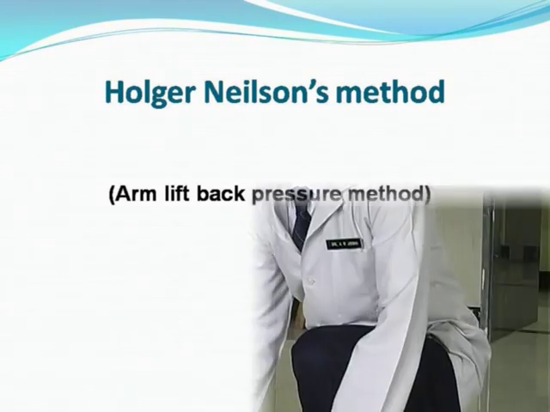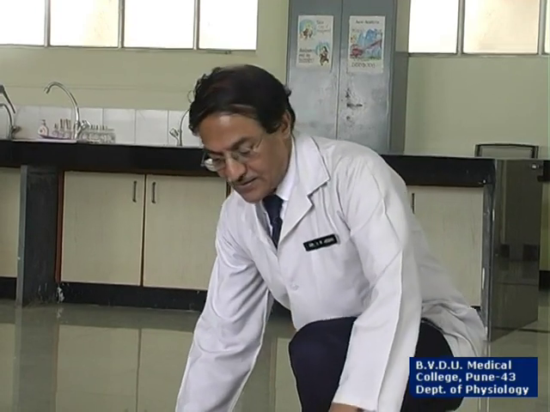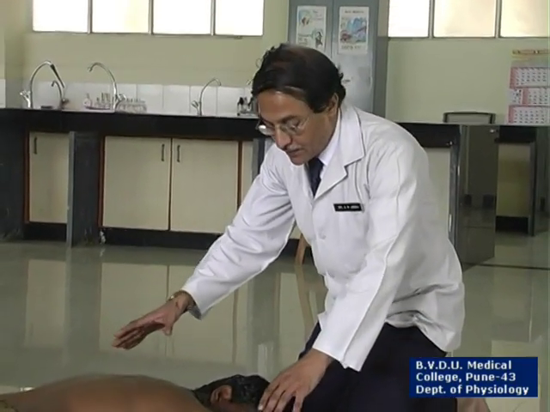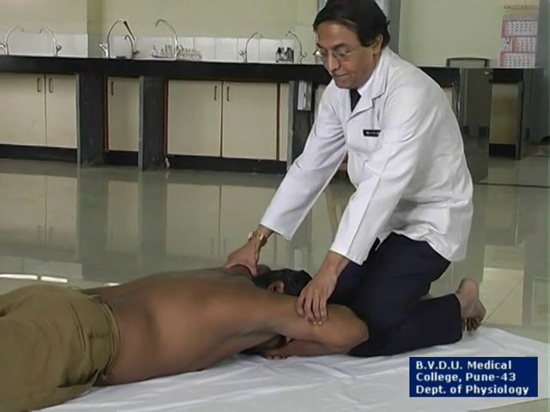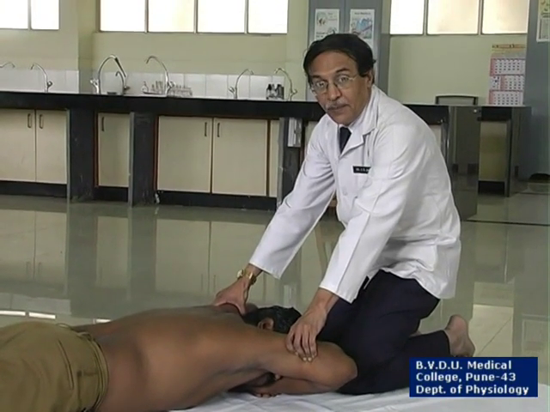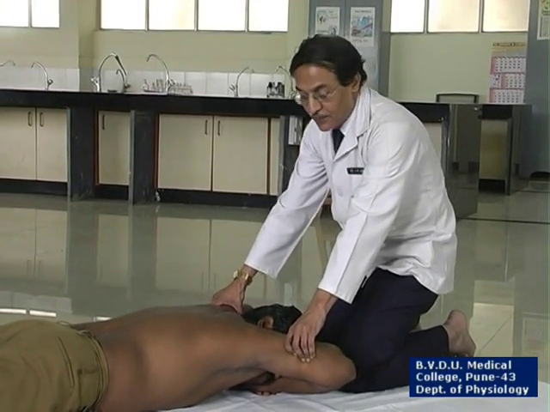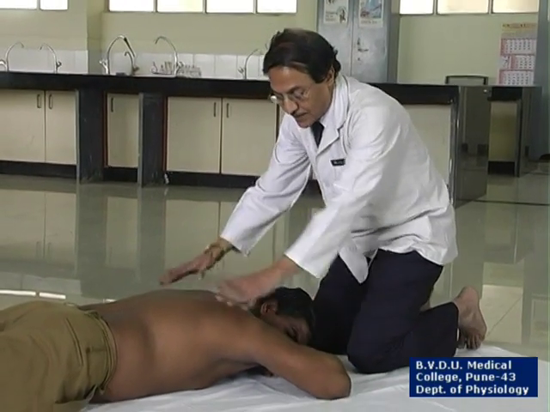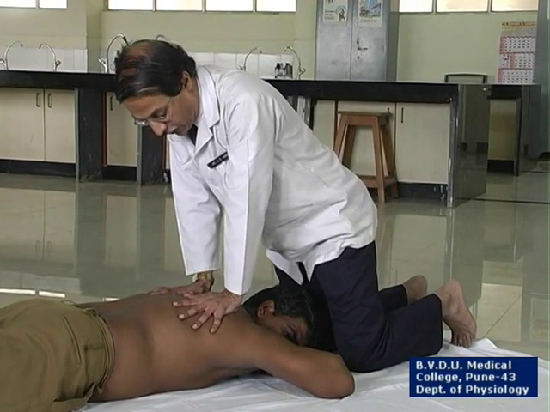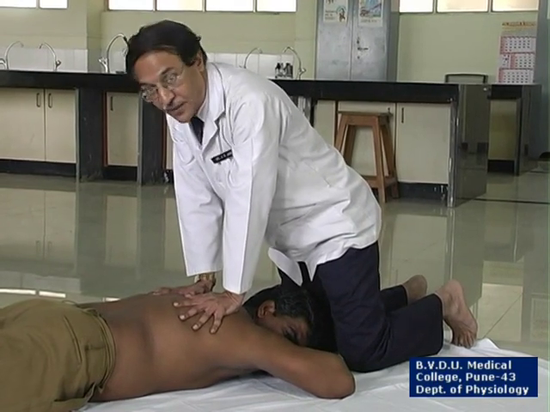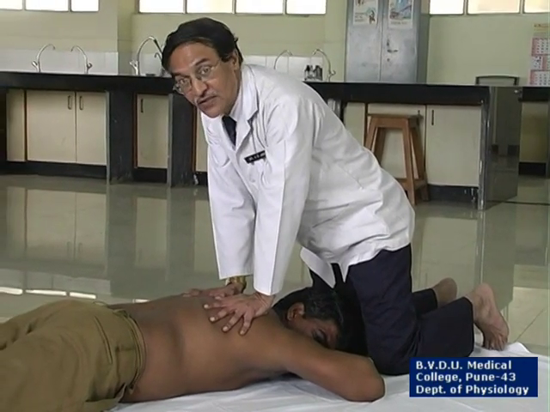Now we will have a demonstration of Holger-Nielsen's method, which is also in prone position. The doctor kneels near the patient's head facing towards him. The doctor will pull the patient's arms up. This will bring about inspiration. The doctor will leave the hands on the side, put his palms on the patient's scapulae, and by bending forward, he will apply deep pressure on the chest. This will cause expiration.